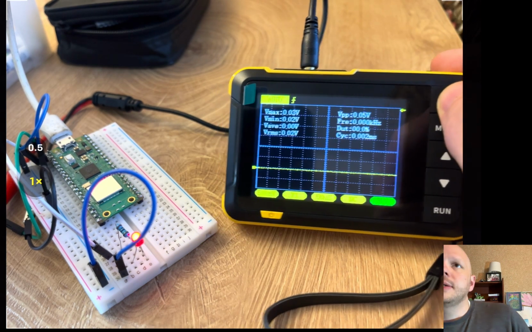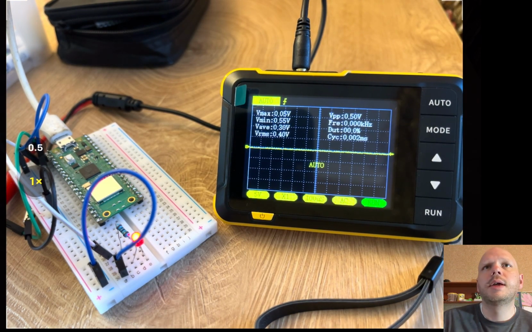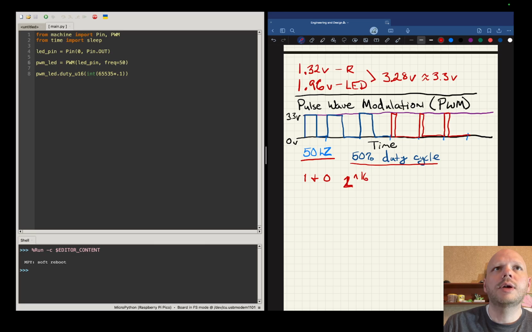Now I've got an oscilloscope down here, and I'm going to auto range my oscilloscope, and it's going to lock in on those square waves. And we can see that it says that it has a duty cycle of 10% with a cycle length of 20 milliseconds. And if we look at our code, I currently have a frequency of 50 hertz. Well, how many milliseconds would be in one cycle if you're doing 50 cycles per second? Well, you just take 1 and divide it by 50, and that gives you 0.2.